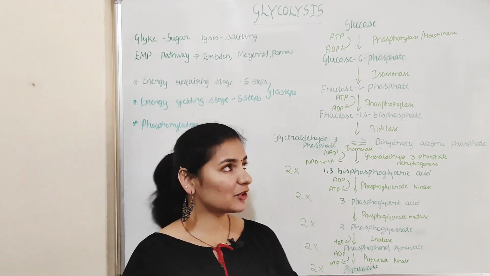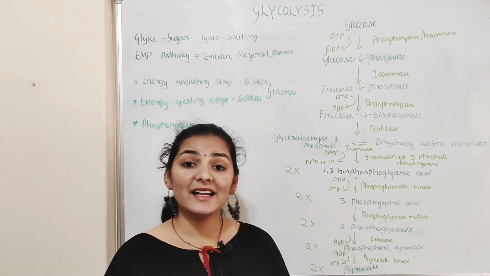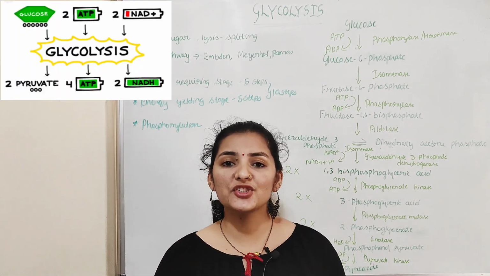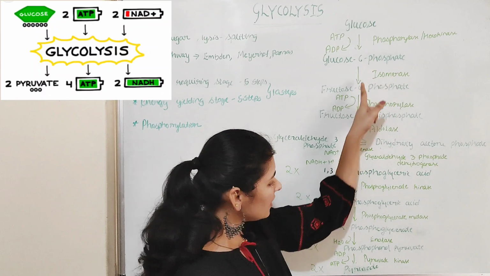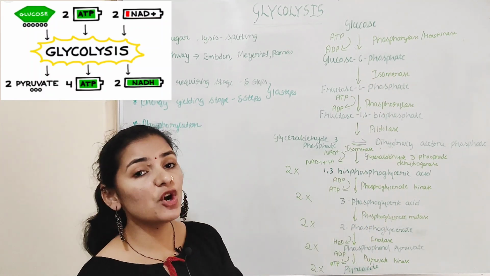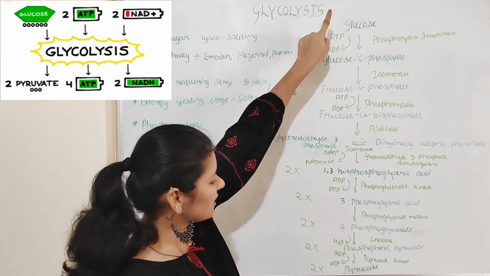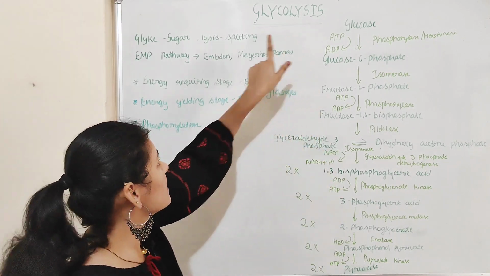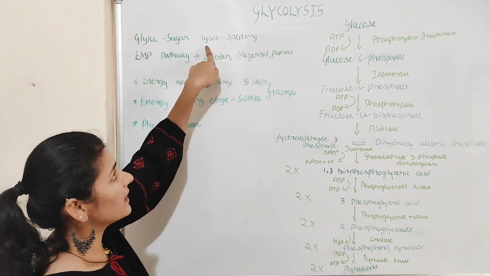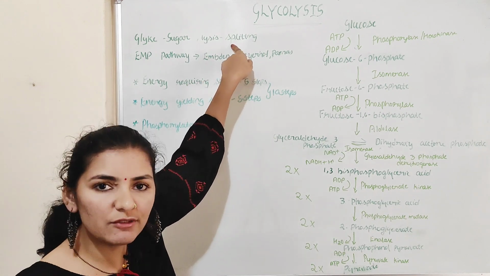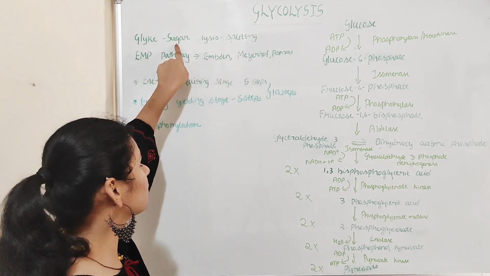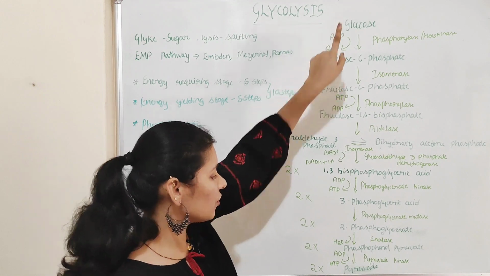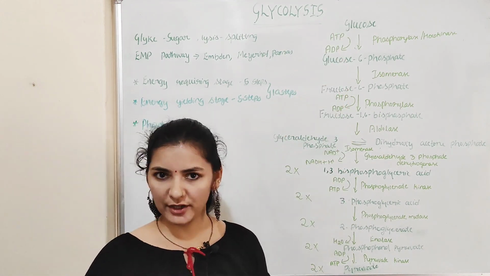In this video, I'm going to talk about the concept of glycolysis. Glycolysis is a series of reactions catalyzed by various types of enzymes, in which one molecule of glucose is converted into two molecules of pyruvate. In the term glycolysis, glyc means sugar and lysis means splitting. So it is a cleavage or splitting of sugar, or one molecule of glucose, into two molecules of pyruvate.